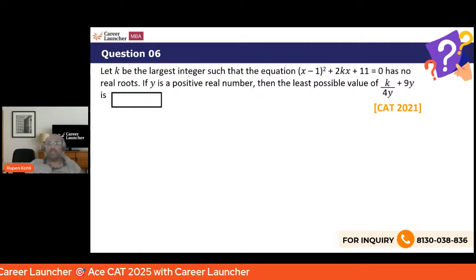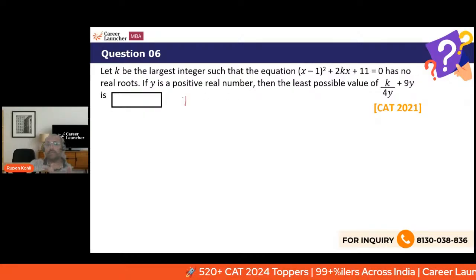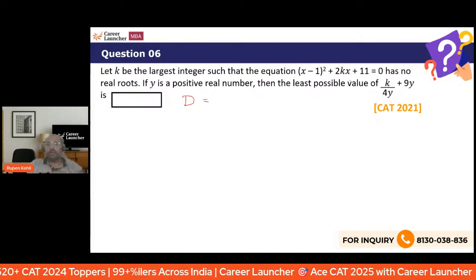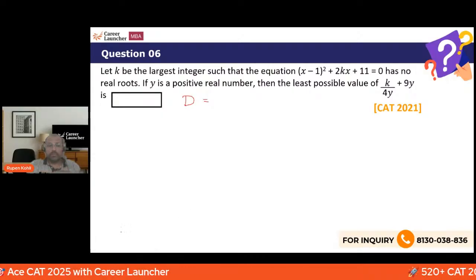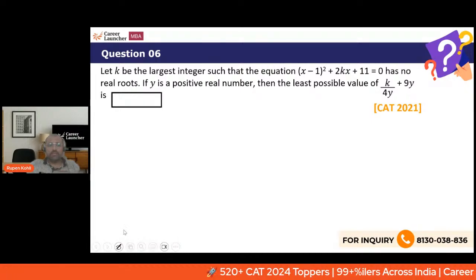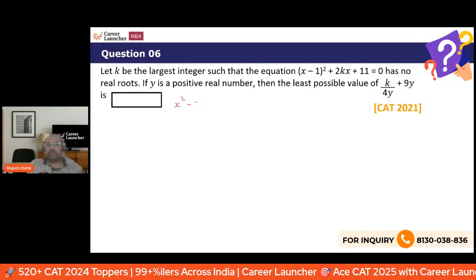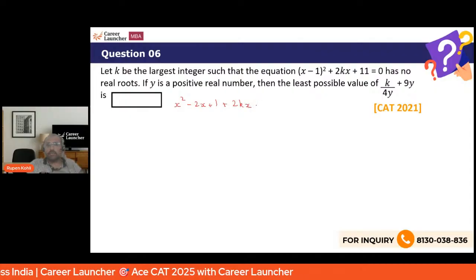Let k be the largest integer such that this quadratic has no real roots. Now, what is the condition for no real roots? The discriminant should be negative, the discriminant being b square minus 4ac. First of all, this quadratic is not written in the standard notation, because there is x minus 1 whole square. So we should write it in the standard notation, which means just expand this. x square minus 2x plus 1, that is x minus 1 whole square, plus 2kx plus 11 equals 0.